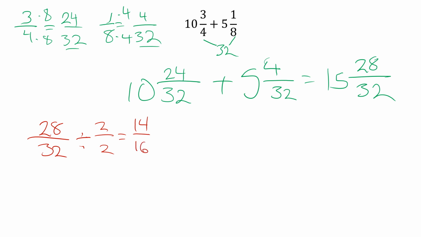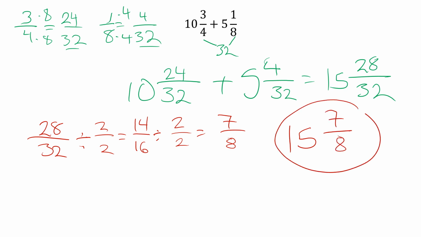Are we done? Or can we reduce it again? We can reduce it again. We can divide by 2 again. 2 over 2 to get 14 divided by 2 is 7, 16 divided by 2 is 8. Okay, how about 7 over 8? Can we reduce that? And the answer there is no. So our final answer, don't forget your 15, is 15 and 7/8, once we reduce 28 over 32 down as far as it will go.